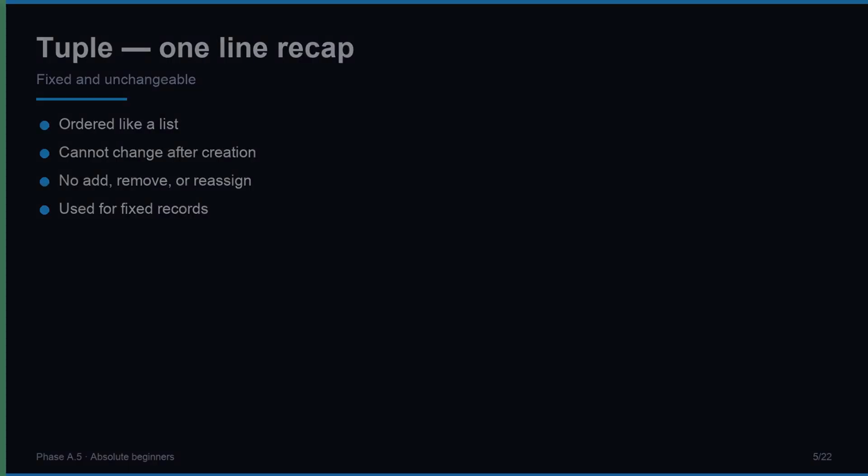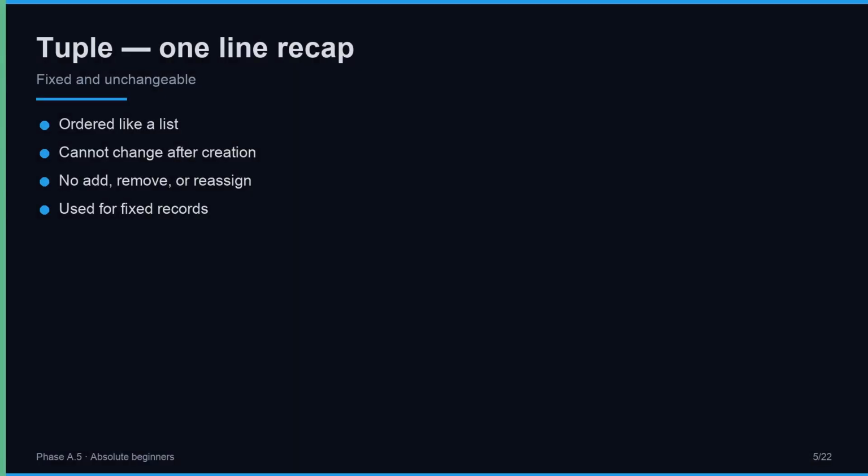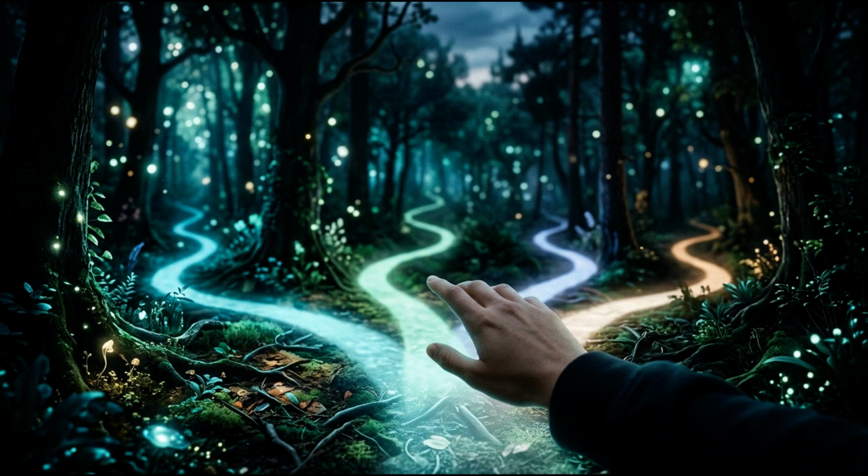Uniqueness is the rule. A tuple is like a list, but fixed. Once you create it, you cannot change it, no adding, no removing, no reassigning items. Tuples are for data that should not change: GPS coordinates, an RGB color, a date of birth. The fixity is the feature. When something must stay exactly as it was created, a tuple says so clearly. Fixed means safe.